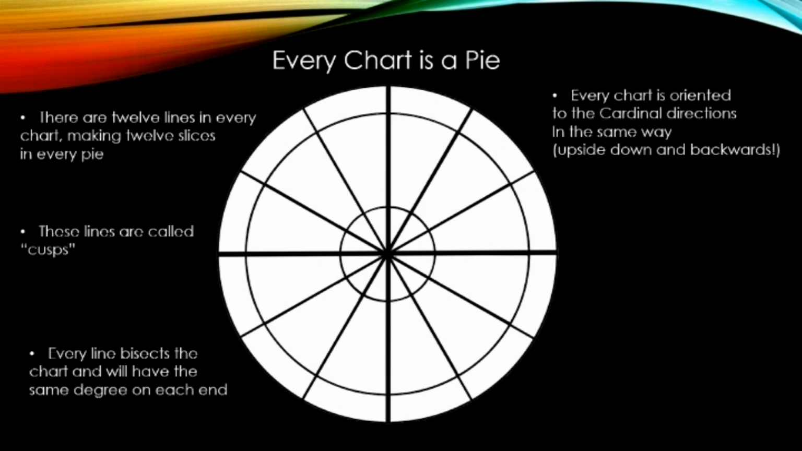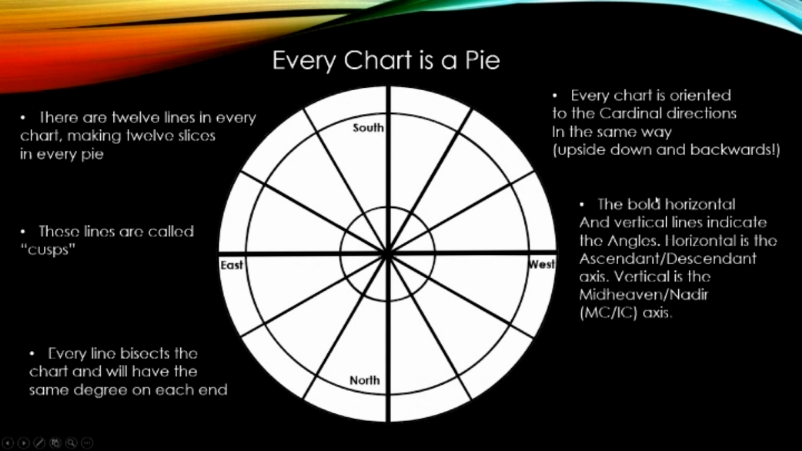Every chart is oriented to the cardinal directions in the same way, and that way is upside down and backwards. So this is east, this is west. We're used to looking at maps where the west is on the left and the east is on the right. Nope, backwards. Don't ask me why, I couldn't tell you. This is just the way it is, so absorb this information. Like I said, memorization. Some things will make sense to you as you go down the line. Some things you just have to take as fact and forget about it. This is one of those. And down at the bottom here, we have the north, and up at the top, we have the south. Just the way it is, folks.